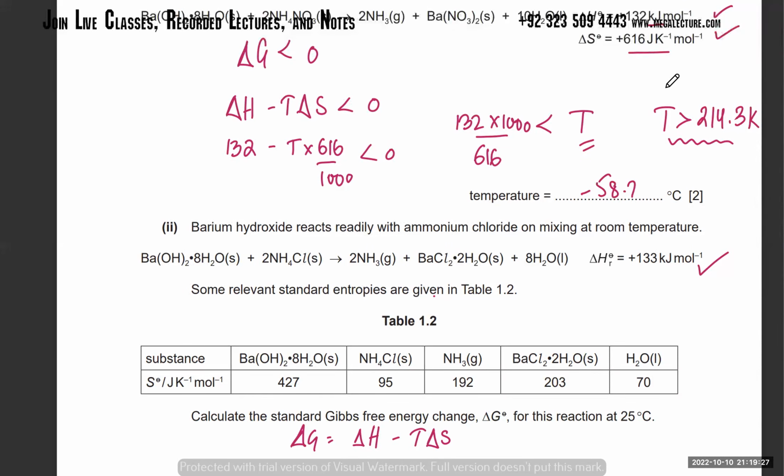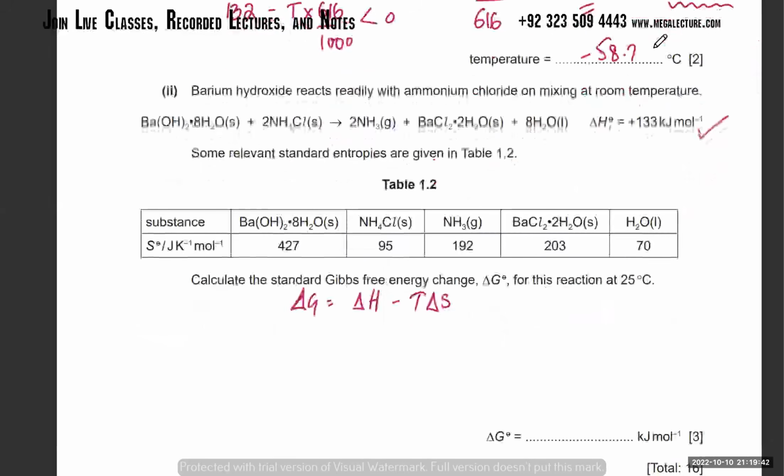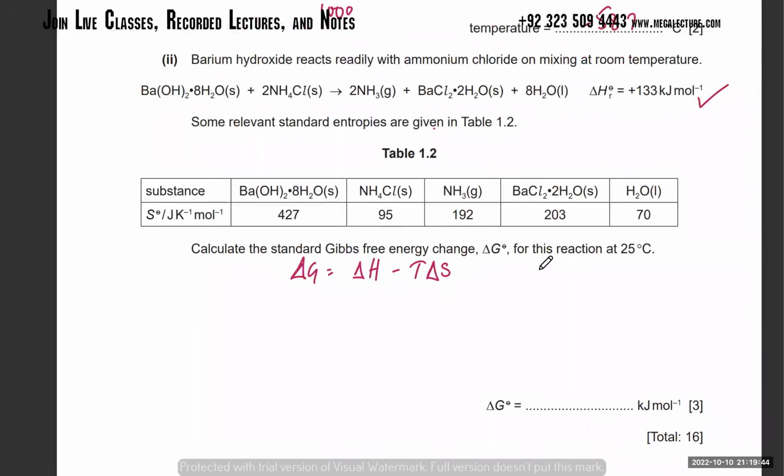But one thing, keep this in mind: enthalpy is in kilojoules, entropy is in joules. So you have to make sure the unit is the same. Now this one, you know the temperature, it has to be in Kelvins for the formula to work. That's going to be 298 Kelvins, right? The enthalpy change is given. The only thing that's not given is delta S. How do you calculate delta S?